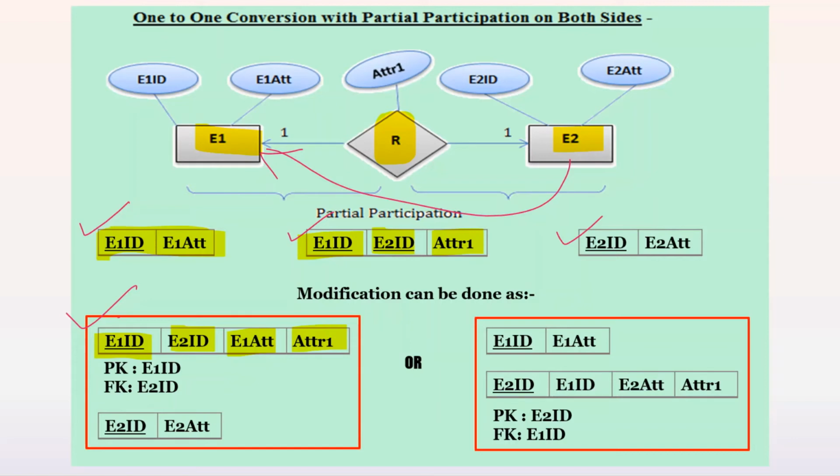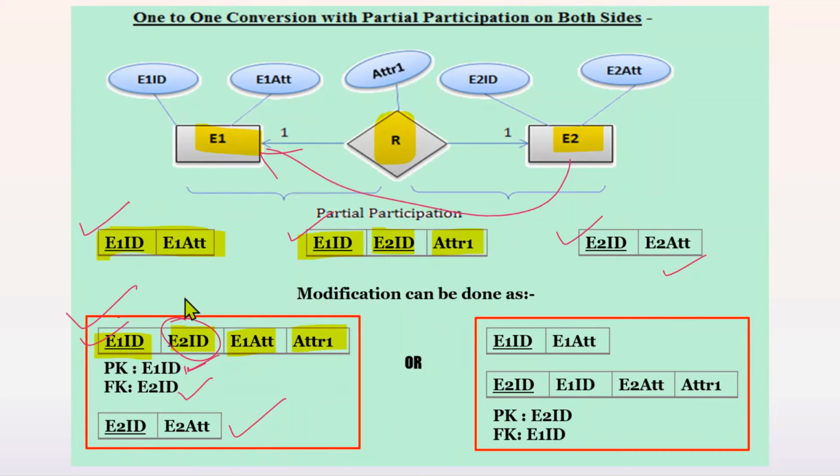one-to-one cardinality with partial participation on both sides. Here E2's ID will be the foreign key and E1's ID will be the primary key. The primary key is E1 ID because this is the E1 table, and the foreign key is E2's ID. E2's table remains the same without any change, so it will be used as it is.